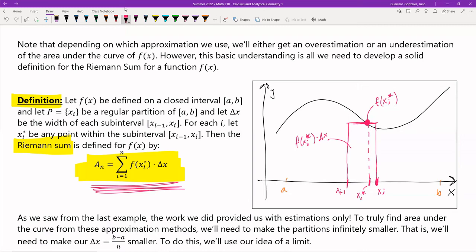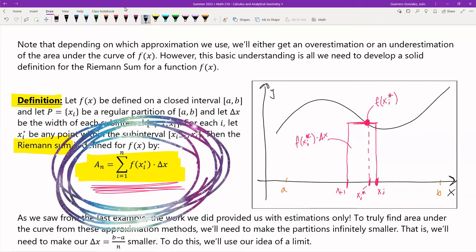Same idea as before. We grab all of these boxes over all of the subintervals and we add them up. That is going to be the definition for our Riemann sum.